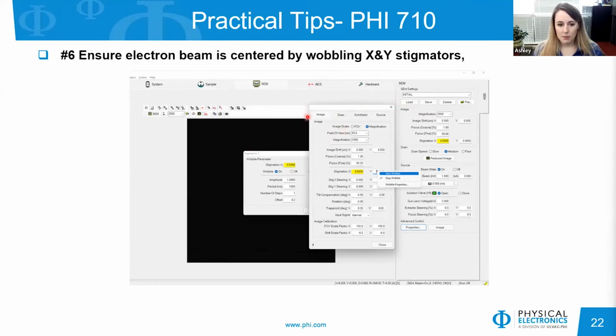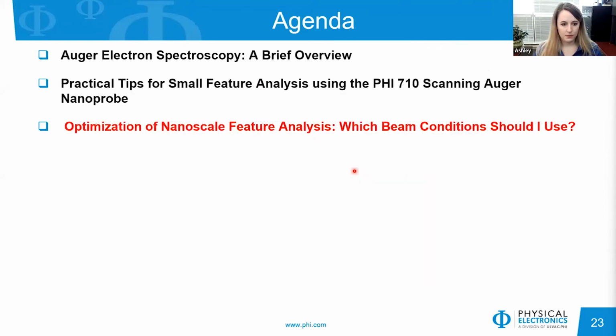In the SCM tab, there's a properties button under advanced controls, and clicking that will bring up this box. If you then right click on stigmation X, you can select start wobble. Then you can adjust the stig steering in X and Y to minimize the wobble in the SCM image. And then you repeat this process again for stigmation in Y.